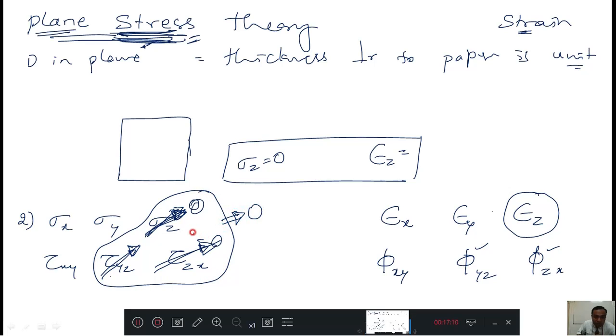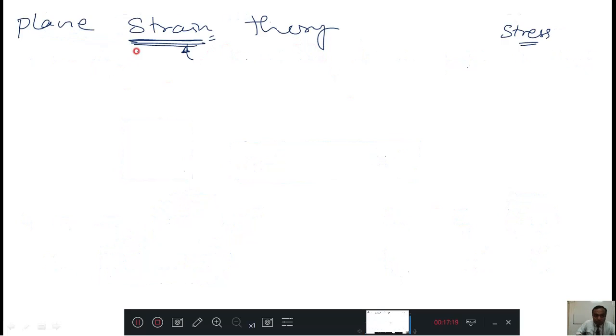The stress with respect to z direction is 0, not strain. You should not talk about strain. Now coming to the plane strain concept. In the plane strain concept, here again the main concentration is strain.